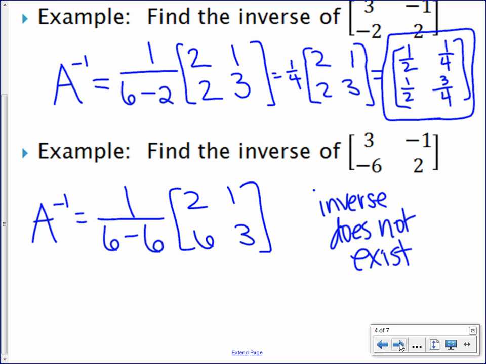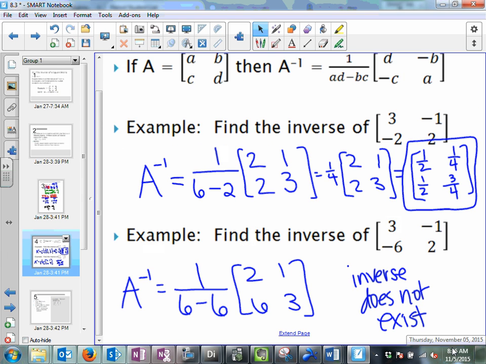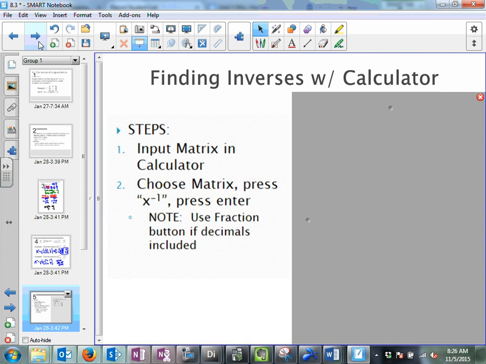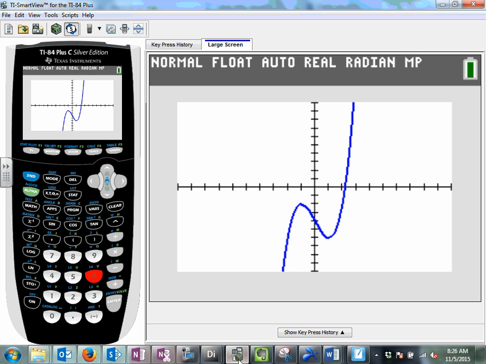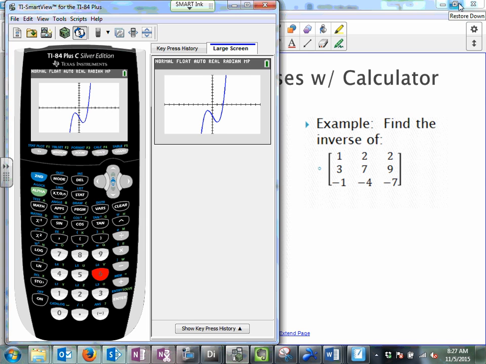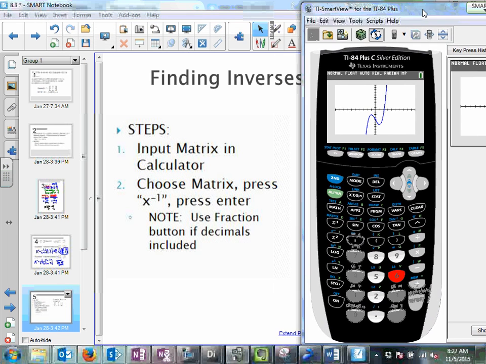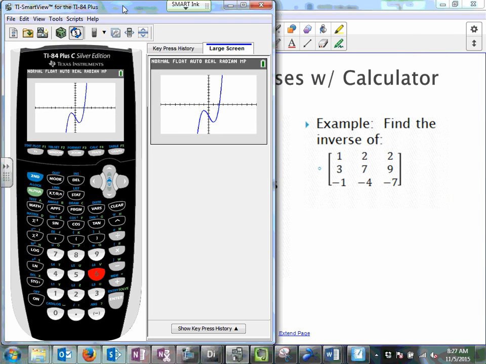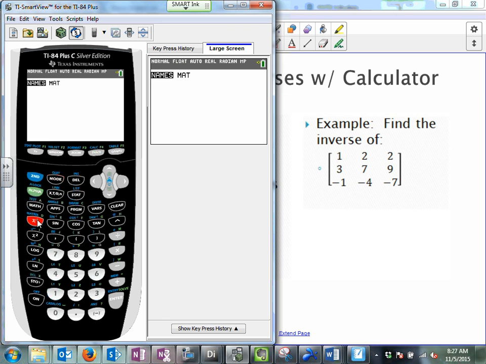Get out your calculator. There is not a really nice way to do a 3 by 3 inverse by hand. We're not going to do it. Anytime you have to do anything with a 3 by 3 inverse, you're going to do it with your calculator. So here is what we're going to do. The first thing we need to do is enter our matrix into our calculator. So everyone go to your matrix, and we're going to edit.